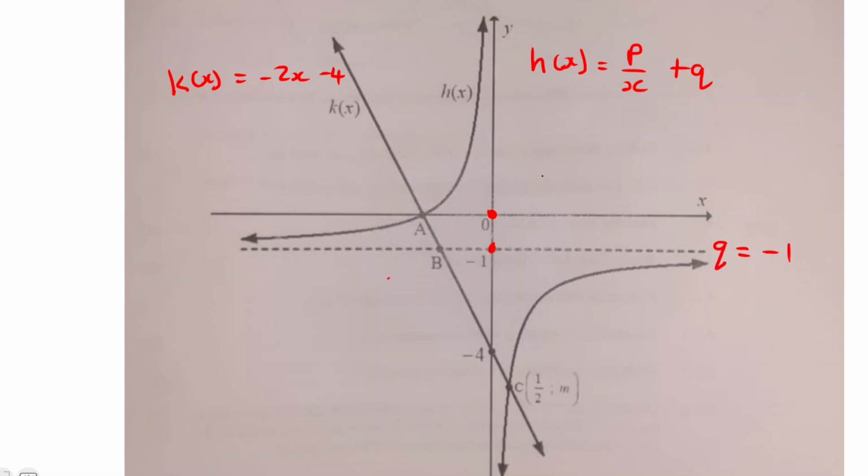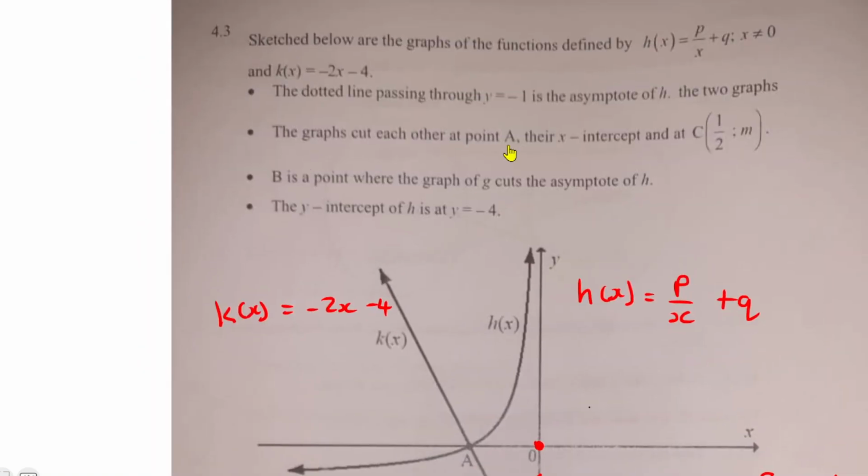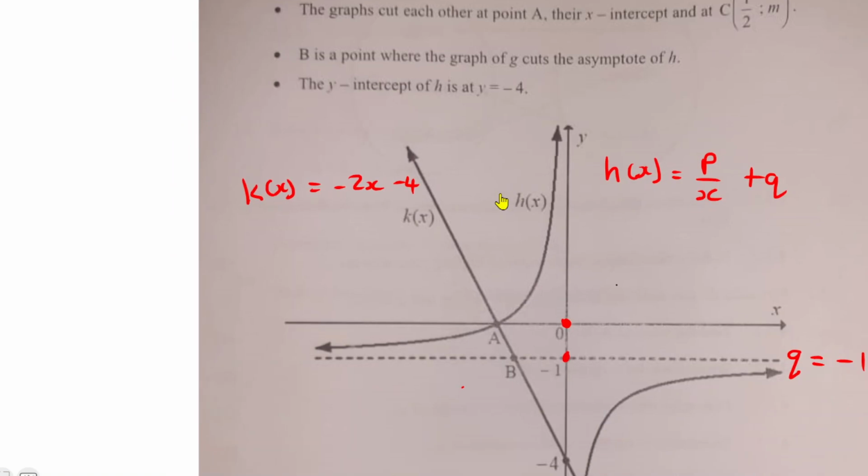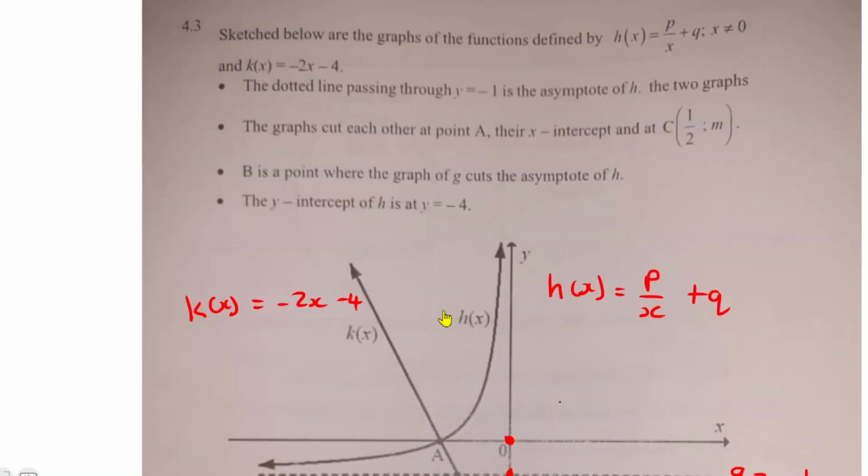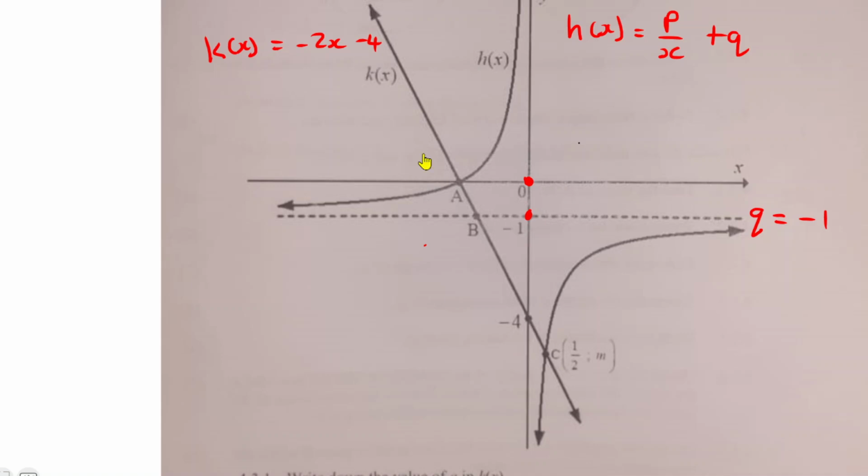Then they said again, the graphs cut each other at point A, their x-intercept, and at C. Okay, so at point A, they cut each other. Let's look at point A. Yeah, point A and point C. They cut each other at point A and point C. So this is point A. They cut each other at this point. At point A, we don't know the coordinates of A. We don't know the x and the y coordinate of A. And they cut each other again at point C. We do know the x coordinate of C is half. We don't know the y coordinate. They just said m. So that's the information they gave us.